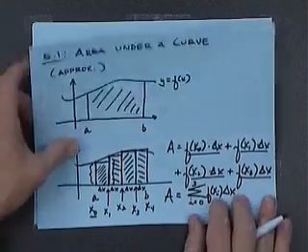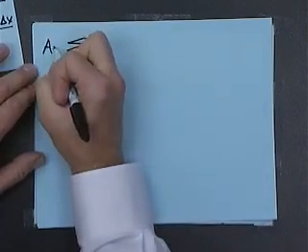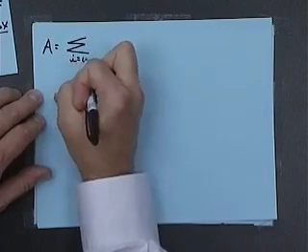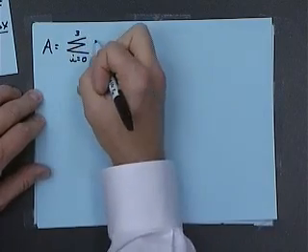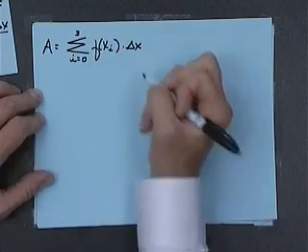So I know that's a little small, and we've got some subscripts here. f of x sub i times delta x.